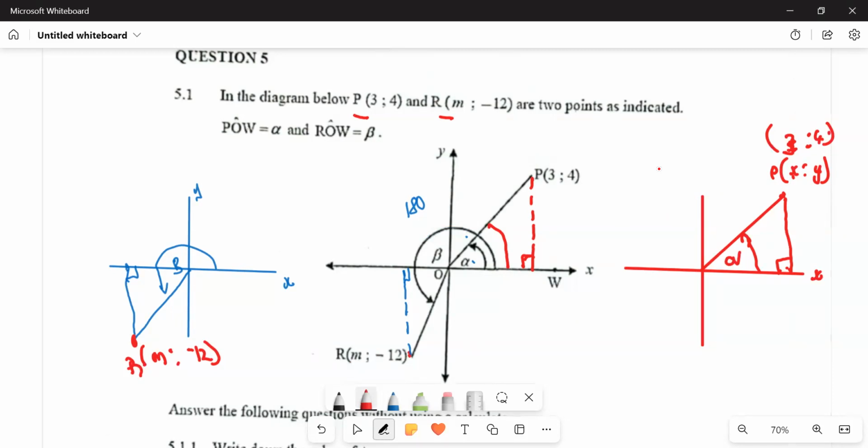Both the blue and the red have a missing side. What is missing on the red one? Let's check. What seems to be missing on the red one?